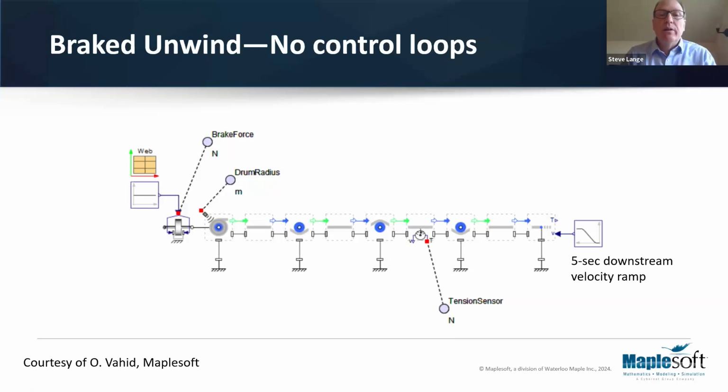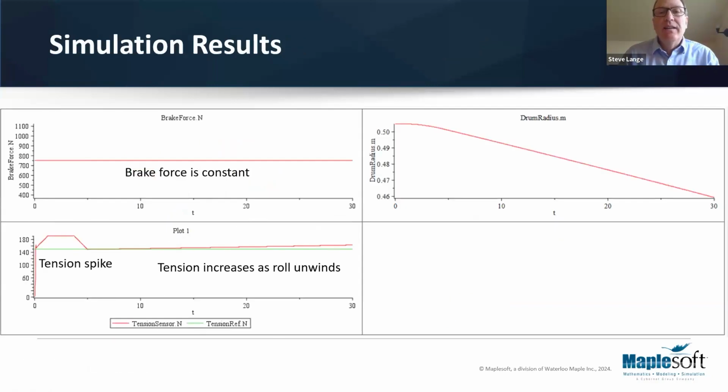So we run this simulation. It's like a cooking show. I've already cooked it. And here is the output of this particular simulation, or a couple of outputs. In the upper left corner, we have a plot of the braking force. And I said it was constant, and that's what it did. It maintained its braking force as specified. We see the drum radius in the upper right, and it's coming down, obviously, as the web is unwinding. The radius is reducing. This is over the 30 seconds of the simulation.